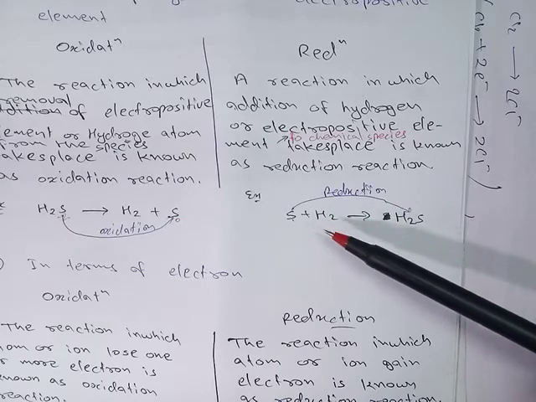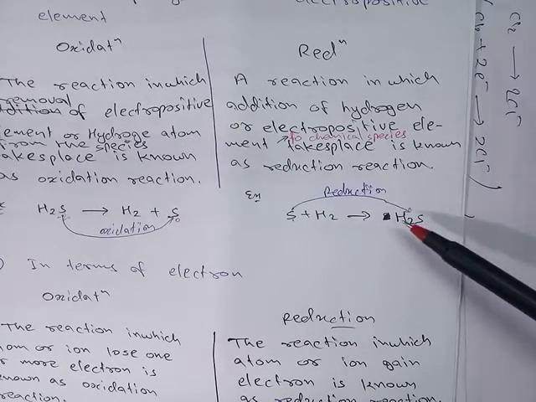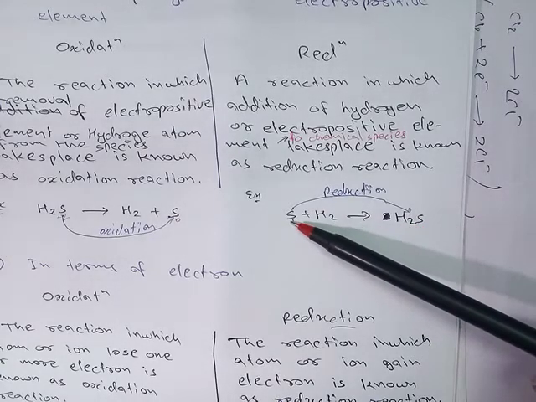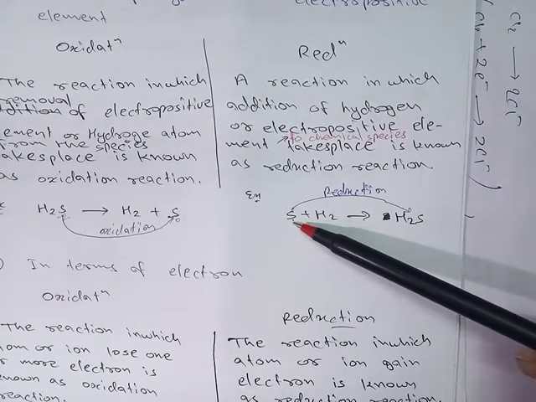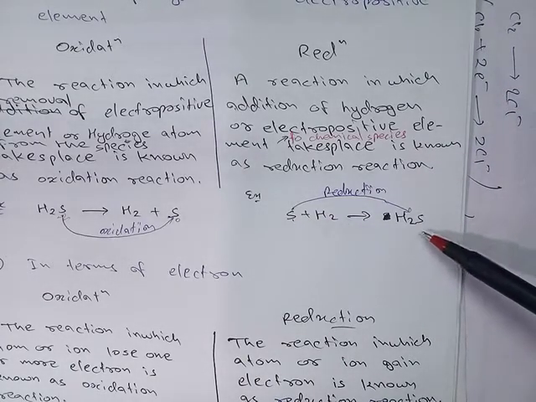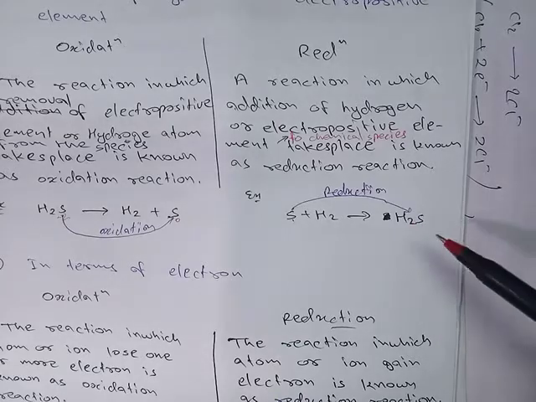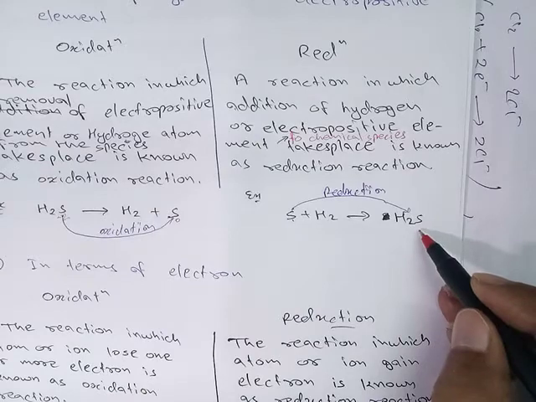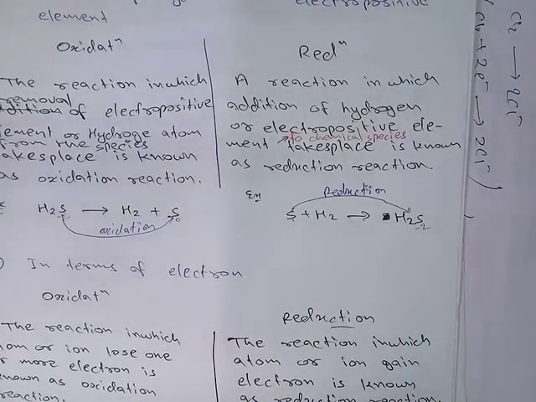So conversion of sulfur into hydrogen sulfide, H2S, is an example of a reduction reaction in which the sulfur gets reduced. Here the oxidation number of sulfur is 0, but in the product the oxidation number of sulfur is -2, because hydrogen loses 1 electron, so 2 hydrogens lose 2 electrons, and sulfur gains 2 electrons. That means the sulfur has a -2 charge.